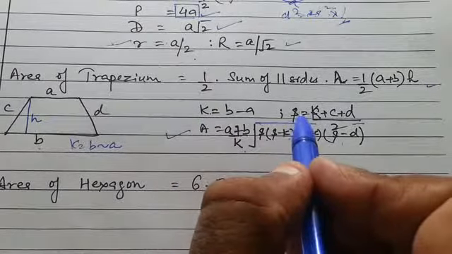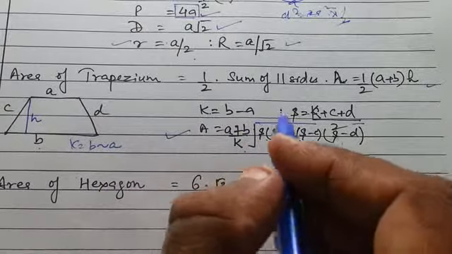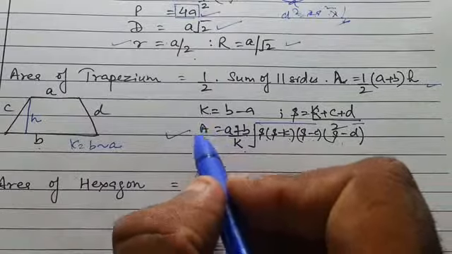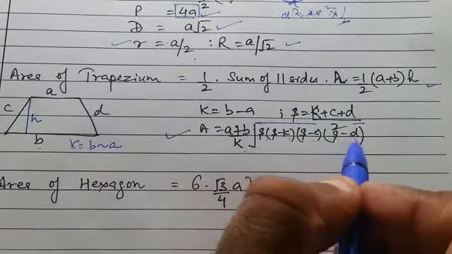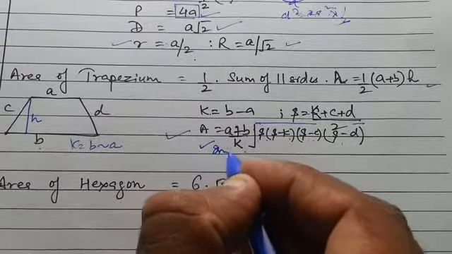And what is S then? S is equal to K plus C plus D upon 2. And now the formula for the area is (A plus B) upon (2K) under root S into (S minus K) into (S minus C) into (S minus D). Correct? So again this needs to be remembered. This is important.